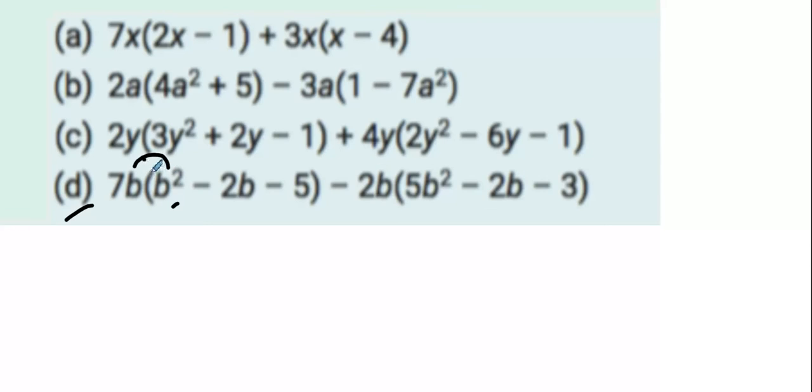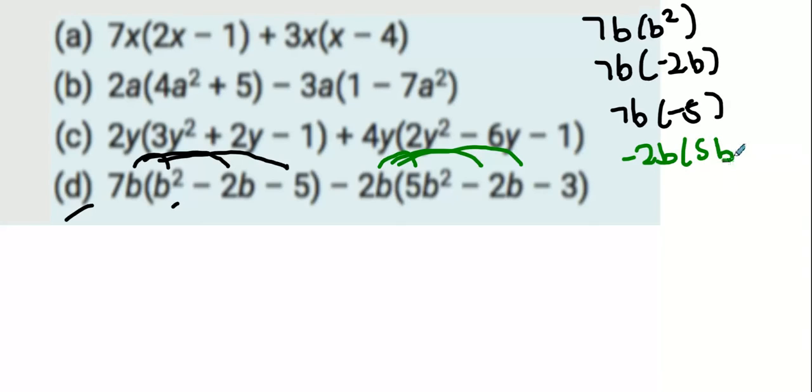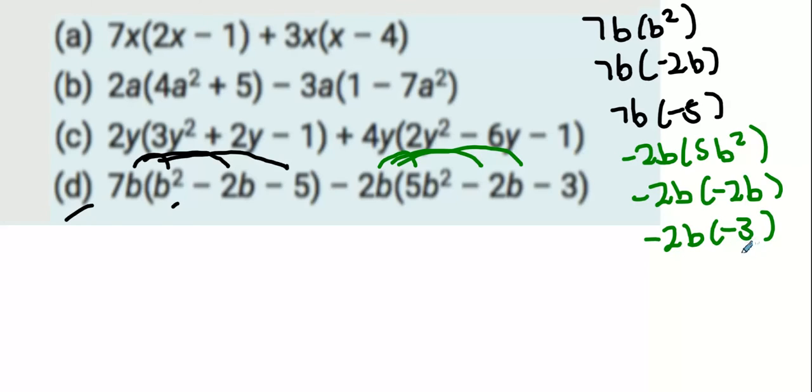Now, here's what I want from you, right? You're going to do 7b times b squared. Then you're going to do 7b by minus 2b. Then you're going to do 7b by minus 5. And then what do you think you're going to do in the second part? Minus 2b by minus 2b. And then finally minus 2b by... Okay, guys, you seem to know it all already, so you try 7d on your own then.